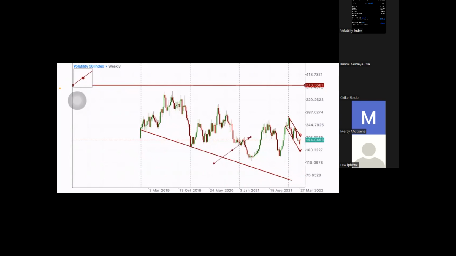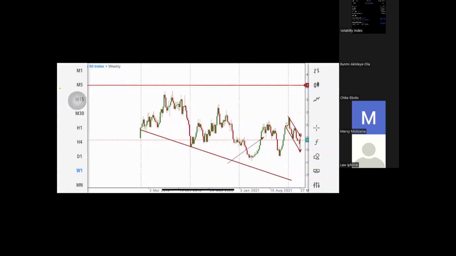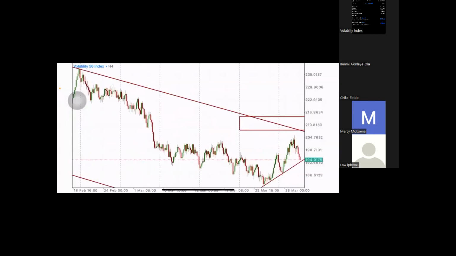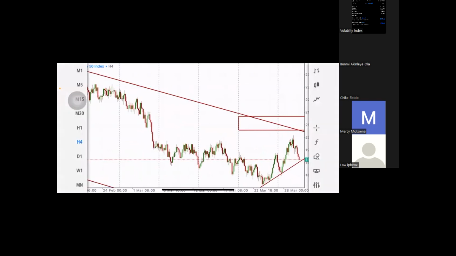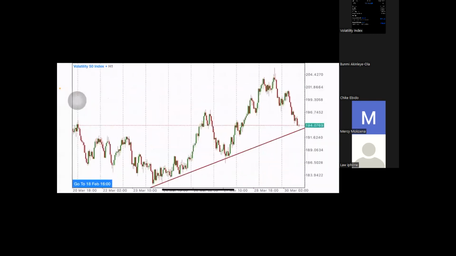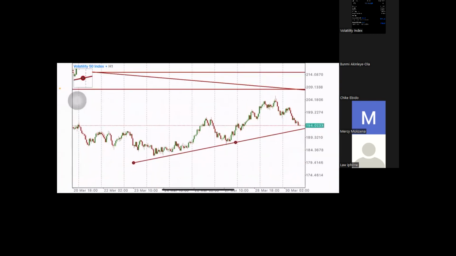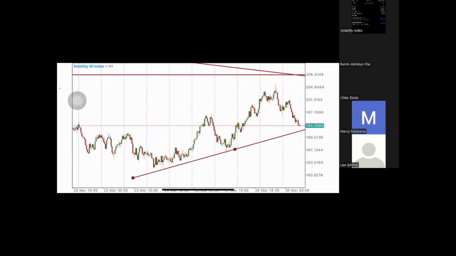So I've given you the two possible scenarios for V50, and those are the things that are likely to occur. It's either you sell it after it breaks, that's only after it breaks this lower trend line. Only after it breaks this lower trend line here, that's when you should sell. And you see that it's really falling. So if V50 falls tomorrow, sell it.